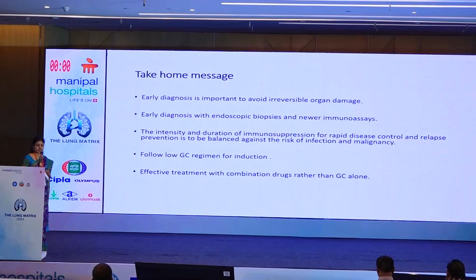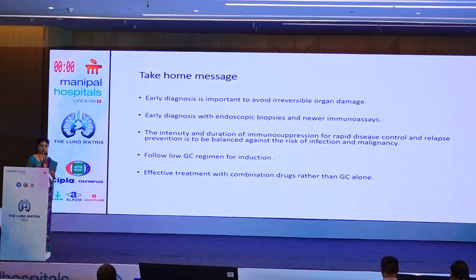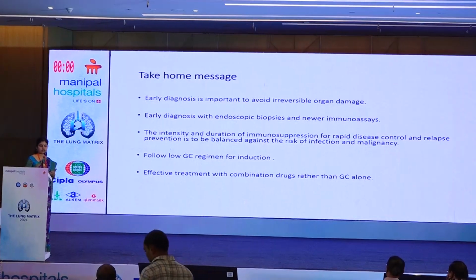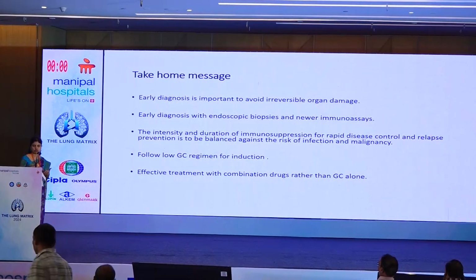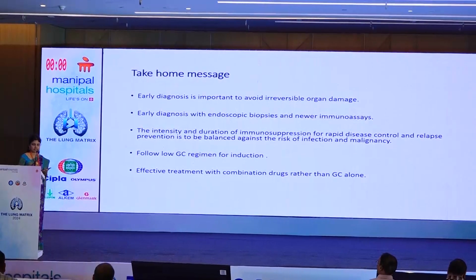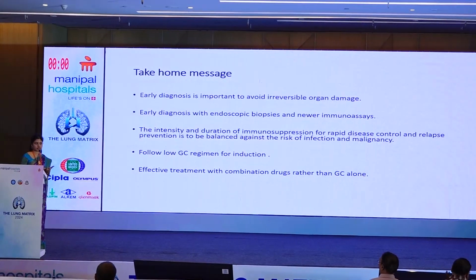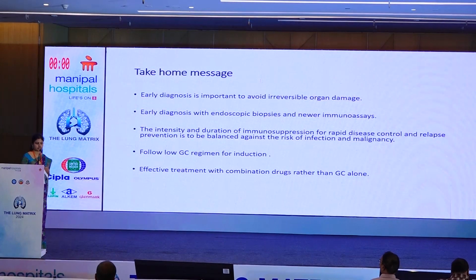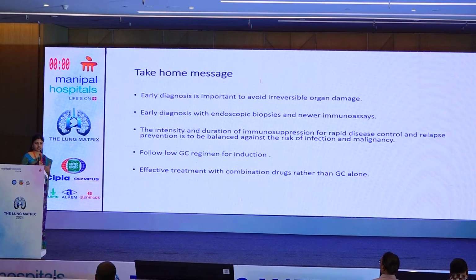So my take home message is early diagnosis is important to prevent irreversible organ damage, and early diagnosis is now possible with endoscopic biopsies and newer immunoassays. The intensity and duration of immunosuppressive therapy should be balanced against the risk of infection and malignancy, and follow low glucocorticoid regimens and effective treatment with combination drugs rather than glucocorticoids alone. Thank you.